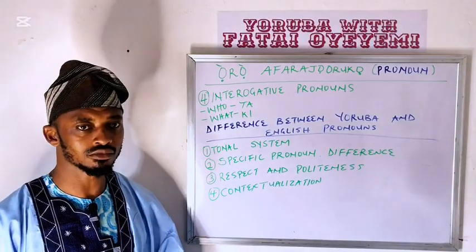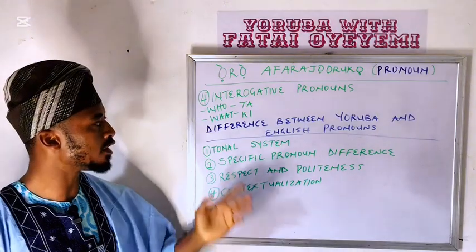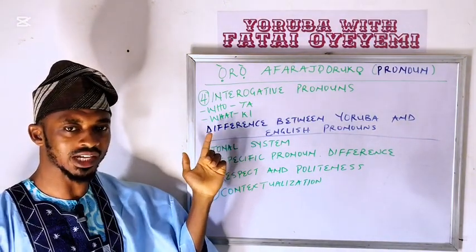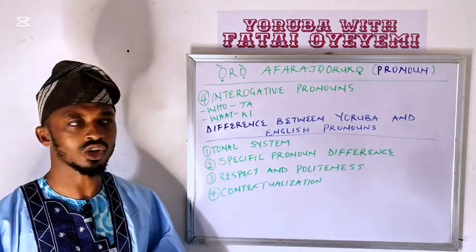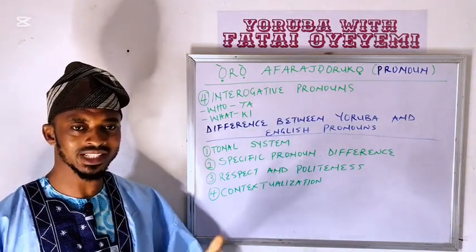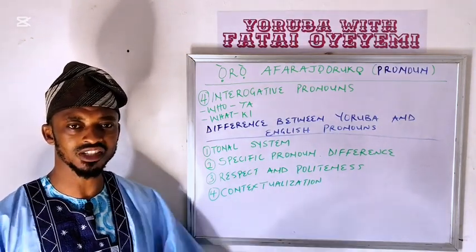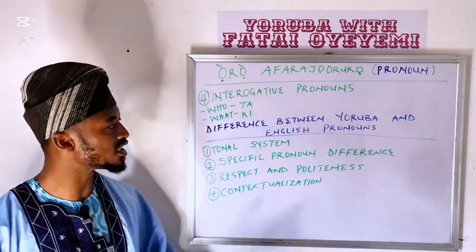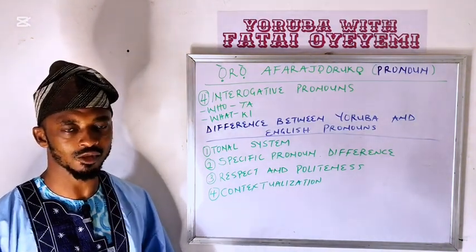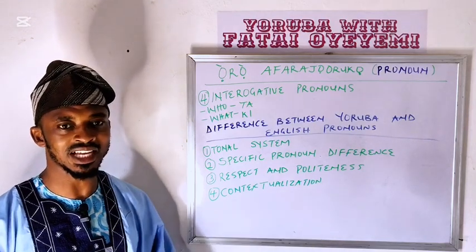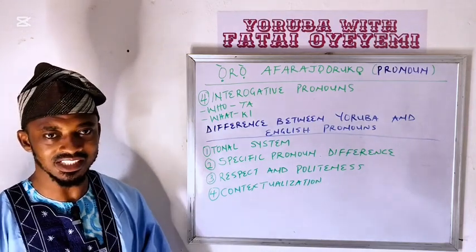Interrogative pronoun, we have 2. So we have who and what. Who is ta. Now, interrogative means you are asking a question about a person. That is interrogative pronoun, ta. Now, for example, who is that? Ta ni iyen.